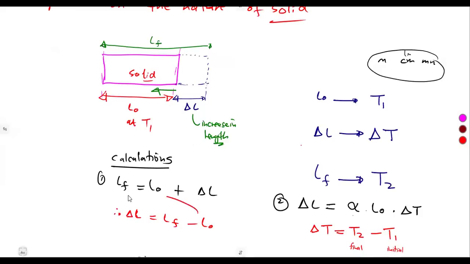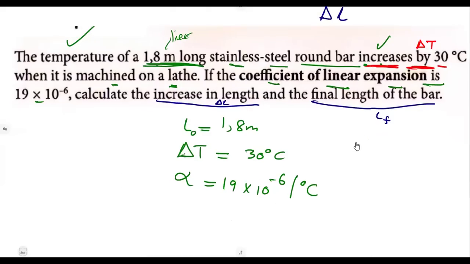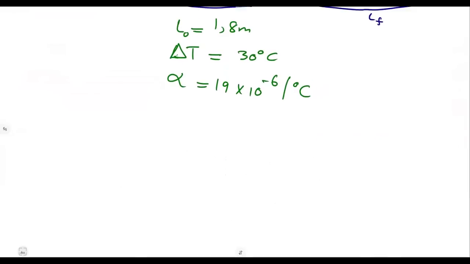We cannot talk about this formula because we need the final length. So we are going to the basic formula, the change in length. All right, so let us just take here. The first one, let's find the change in length. Under a linear dimension, length, you're going to use the coefficient of linear expansion times the original length times the change in temperature. Remember, change in temperature is T2 minus T1. So let us substitute. We've got everything there.